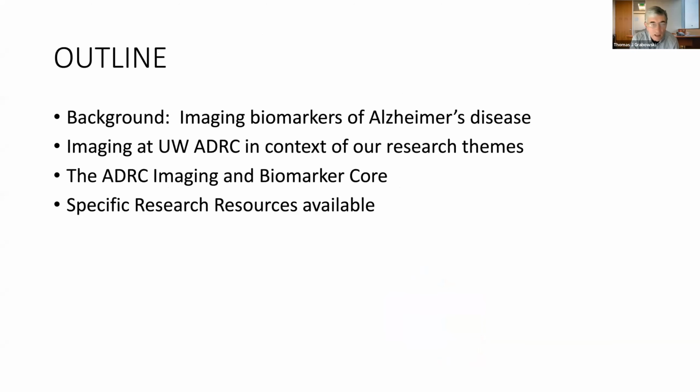It's great to be here and to explain what is going on with regard to imaging and the ADRC at the UW. Here's what I would like to cover today. Talk a little bit about imaging biomarkers of Alzheimer's disease, which includes mainly the ATN framework that I'll talk about. How we're carrying on this imaging in the context of our research themes here. Talk specifically about the imaging and biomarker core and the specific resources that are available. And then my colleague Swati will talk about some of the specific studies that are happening here.